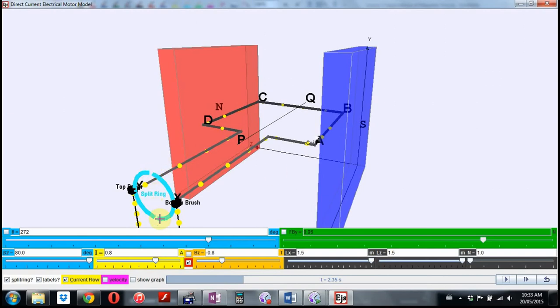We have a split ring commutator so that the left side is always going to be the positive and the right side is always going to be the negative. We have little brushes right there so that this ring is free to spin. We try and make them as frictionless as possible.